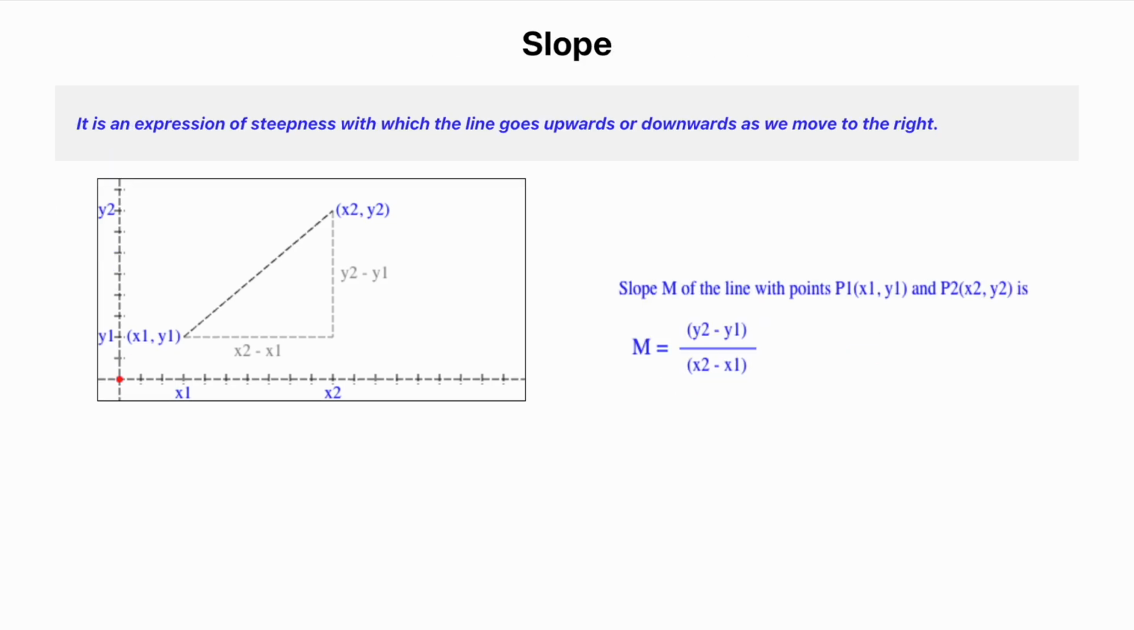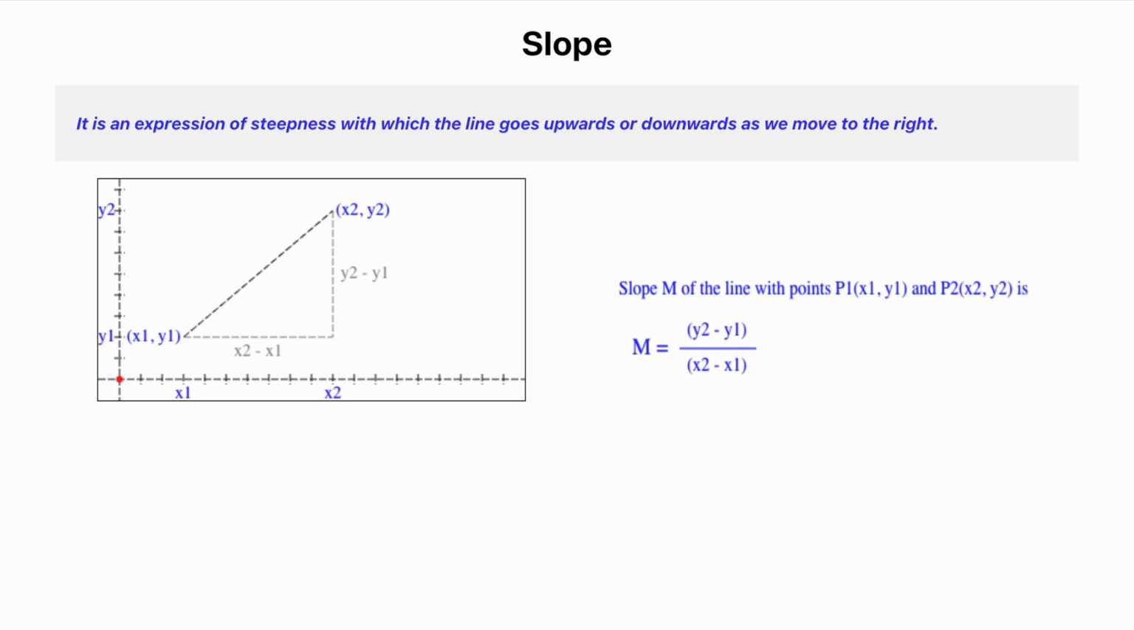Slope. It is an expression of steepness with which the line goes upwards or downwards as we move to the right. A line that ramps downwards as we move to the right has a negative slope, and a line that ramps upwards as we move to the right has a positive slope. If P1 is equal to x1, y1 and P2 is equal to x2, y2 are any two distinct points on a line, then the slope of the line M is defined as ratio of difference of y coordinates and x coordinates. From the previous diagram, it is the triangle's height by base.